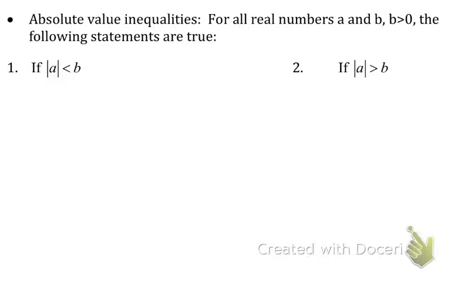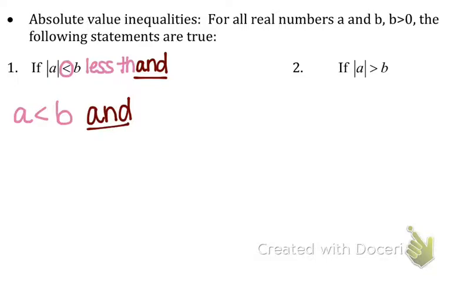Absolute value inequalities: for all real numbers A and B, with B greater than 0, the following statements are true. First of all, if the absolute value of A is less than B, then we are going to use a little trick to remember this. Instead of saying less than, we're going to say less thAND, and I'm underlining the A-N-D, because whenever you have a less than symbol on the right side of your absolute value, we are going to make this an and compound inequality. So I have A is less than B and A is also greater than negative B.